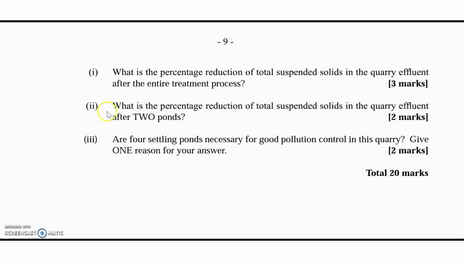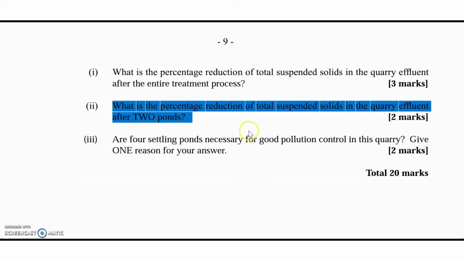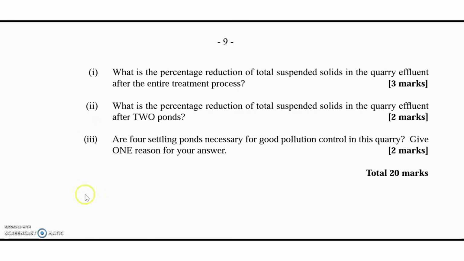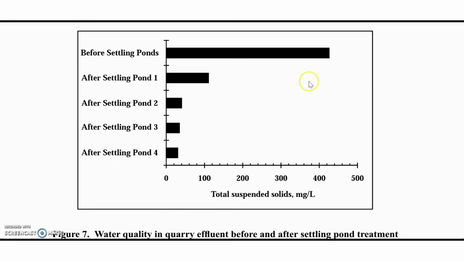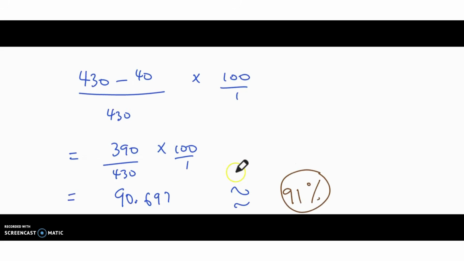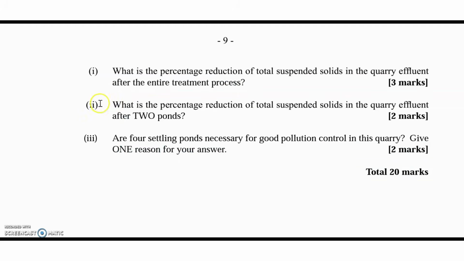All right, so part 2. What is the percentage reduction of total suspended solids in the quarry effluent after 2 ponds? Let's go through quickly. Be sure to use your rulers for me, please. The original value before the settling pond was 430 milligrams per liter. After the second settling pond, we came down to 40 milligrams per liter. So let's calculate that quickly. Observe the calculation on the screen. You can see it is approximately 90.697, which is roughly 91%. So the answer for part 2 is approximately 91%.